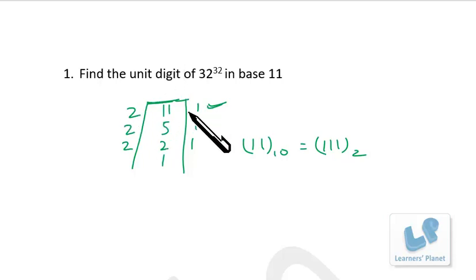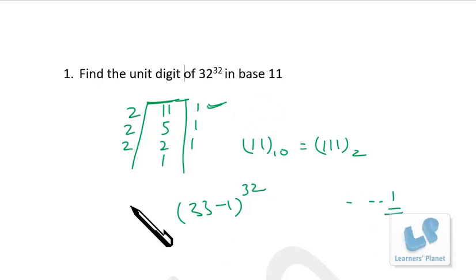So the same thing we are going to do over here. 32 raised to 32, we just find the remainder, and that remainder will be at the unit place. So 32 is 33 minus 1 raised to 32. So the remainder will be minus 1 raised to 32. That is 1 only. So if 32 raised to 32 is divided by 11, the remainder is 1. So if we write 32 raised to 32 in base 11, the unit place will be 1 only. I hope you are clear with this.